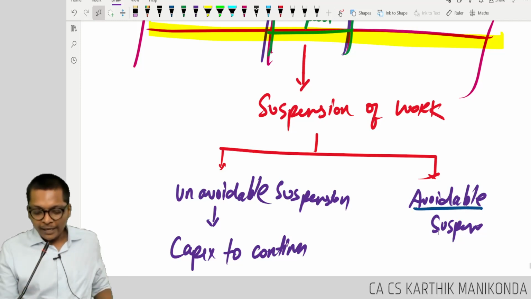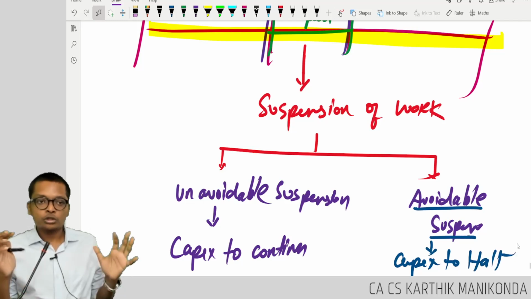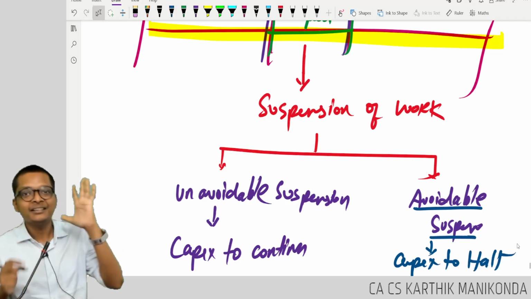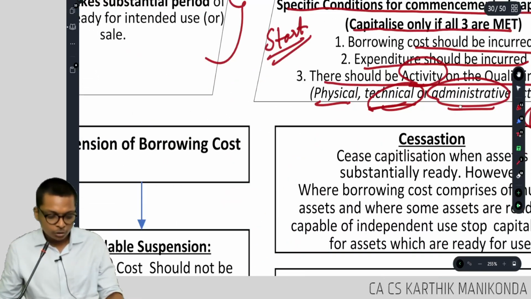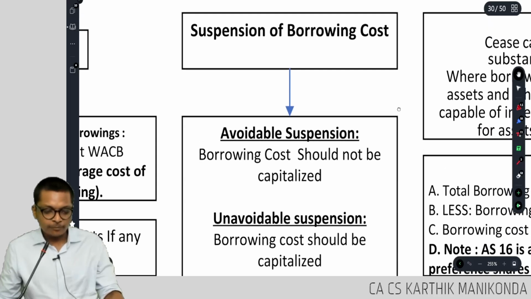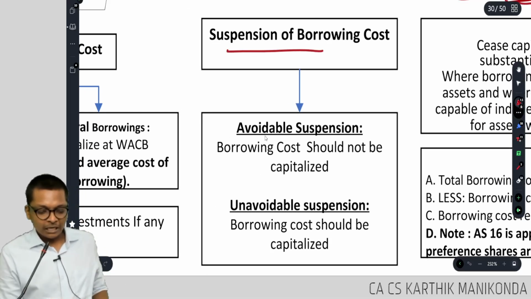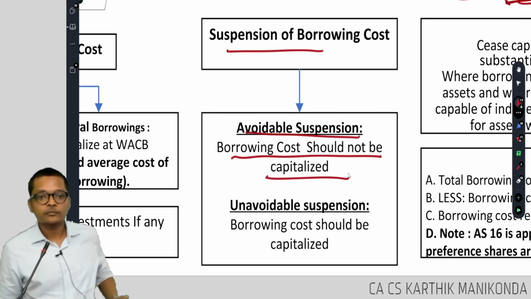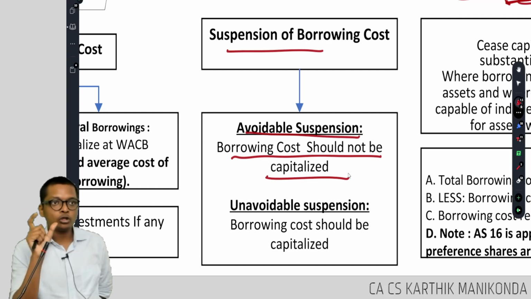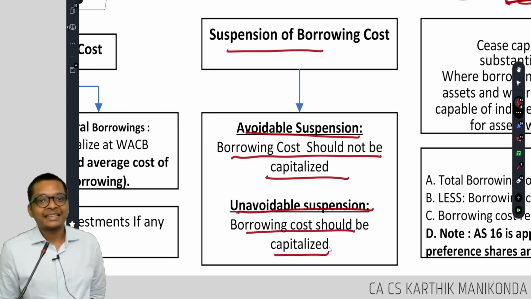You should have planned it. So for all these avoidable suspensions, what should you do? Capitalization has to halt, stop, pause. You have to suspend the capitalization. Are you following, guys? Same thing we have in the book. Look at this: suspension of borrowing cost. Same thing, what I have in the book, I am just writing. For avoidable suspension, like labor strike, borrowing cost should not be capitalized during that break. For unavoidable suspension, borrowing cost should be capitalized.